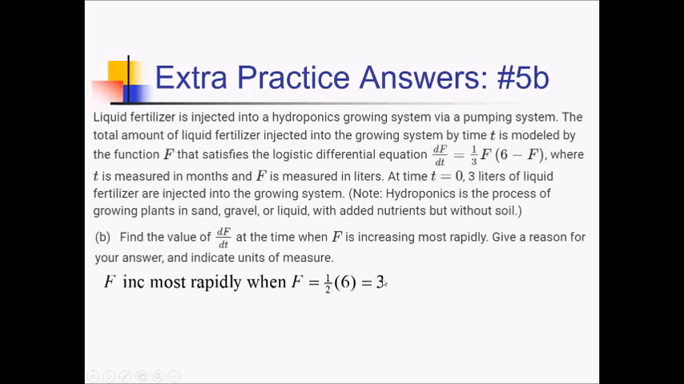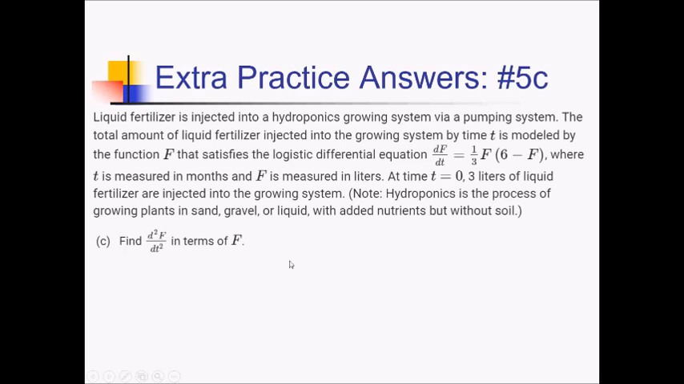So if I plug 3 for f into this differential equation, that's what's going to give me the value at the time when f is increasing most rapidly. So let me go ahead and do that. That's going to be 1/3 times 3 times (6 minus 3). And that's going to be, let's see, 1/3 and 3 cancel, so it's just 6 minus 3, which is 3. And what are the units on this going to be? Well, again, they wanted the value of df over dt. F is measured in liters. Time is measured in, what did they say, months. So this is going to be 3 liters per month.